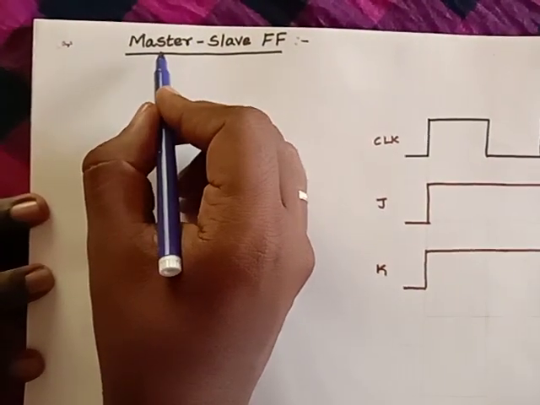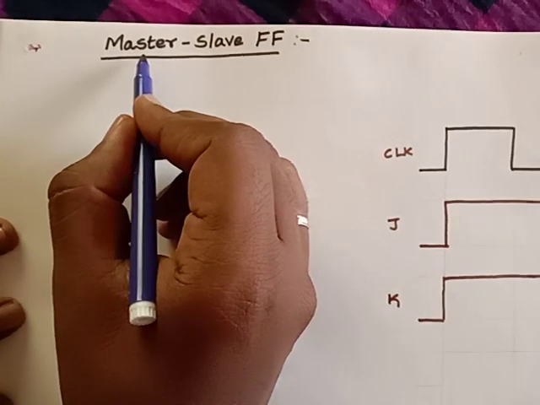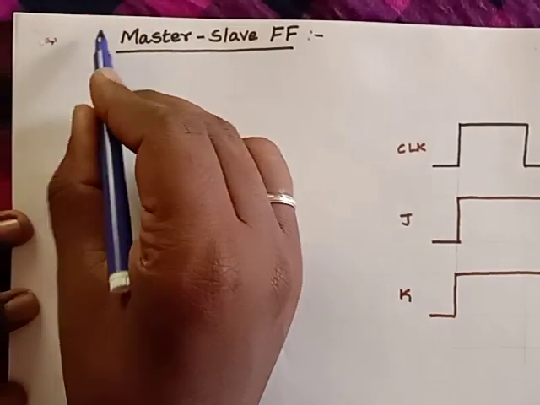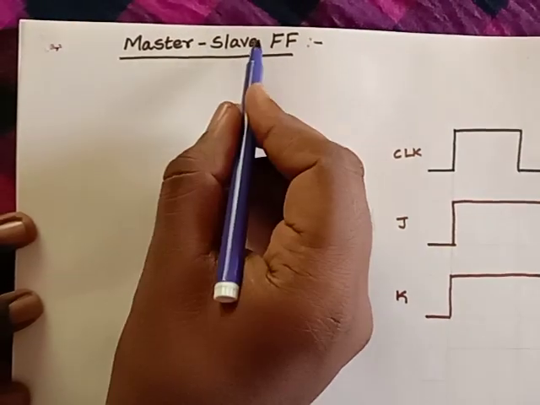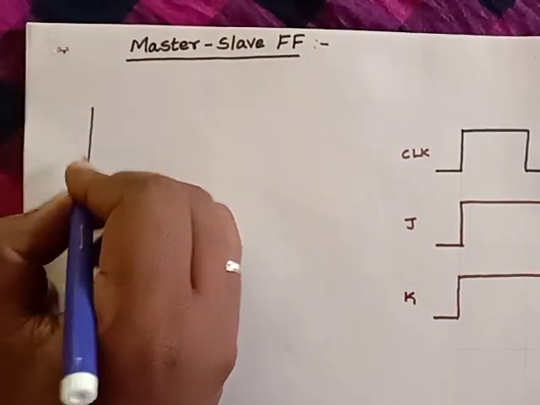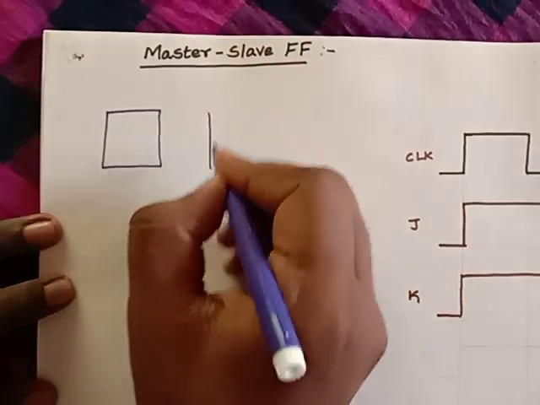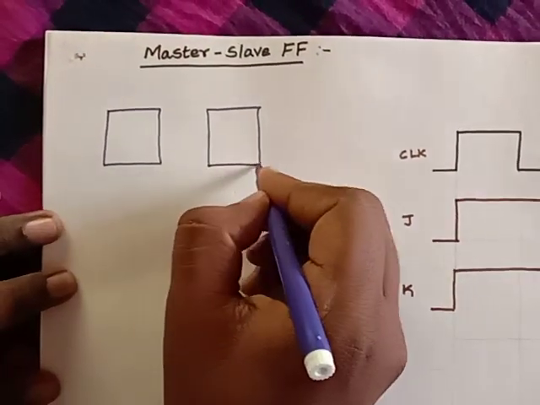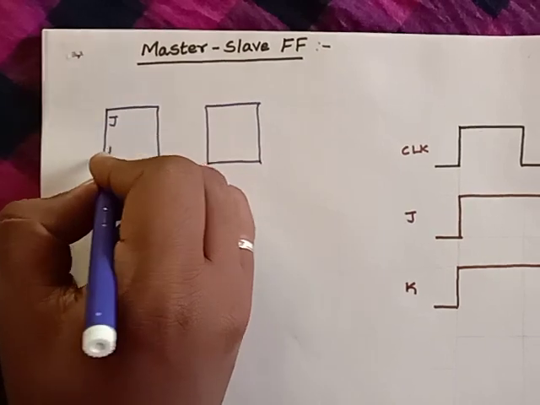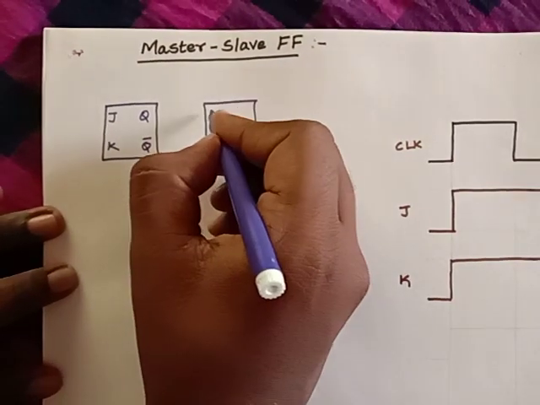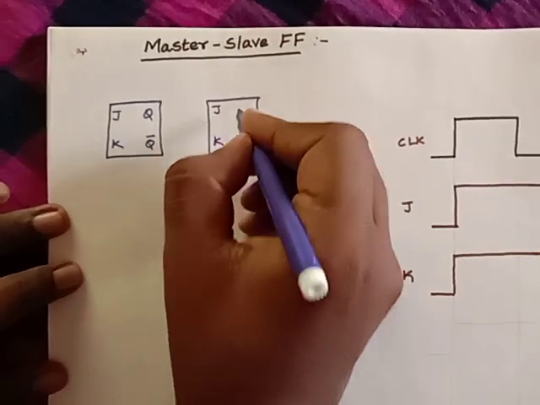As you can clearly identify from the name itself, you require two different flip-flops. You require a master and you require a slave. That means you require two flip-flops. Now I am just drawing a logical diagram alone. So there are two flip-flops now. Let me take it as JK, Q bar, and here it is again two flip-flops.